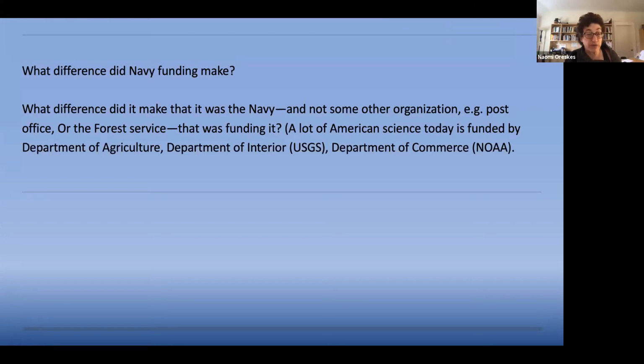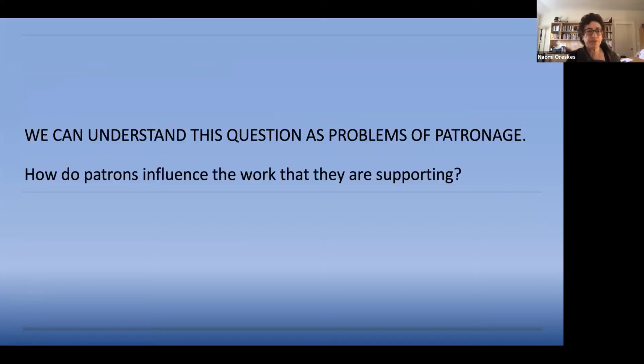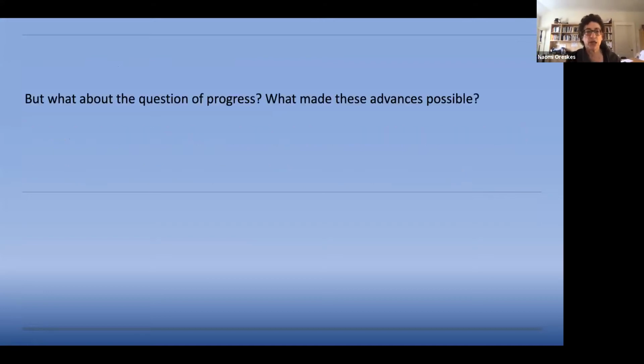I mean, after all, the Department of Interior, the Department of Agriculture, the Department of Commerce, all fund science. So why did it matter? Did it matter that it was the US Navy and not some other group or organization? So this, I say, is essentially a problem of patronage. How do patrons influence the work that they're supporting? But what about the question of progress? What made these advances possible?